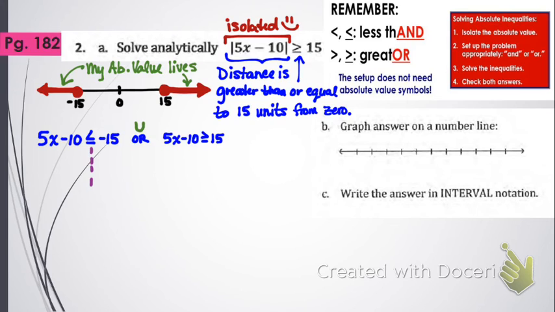How do I get rid of that -10? Plus 10 on both sides. I'm going to add 10 to both sides. So I have 5x is less than or equal to -5. Divide both sides by 5. Do I need to flip my inequality around? No, because what we divided by was not a negative.